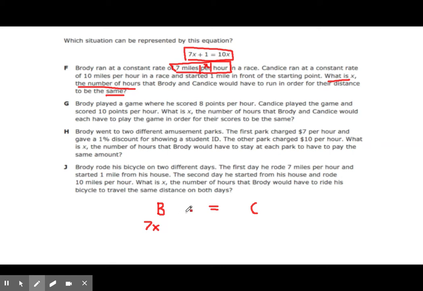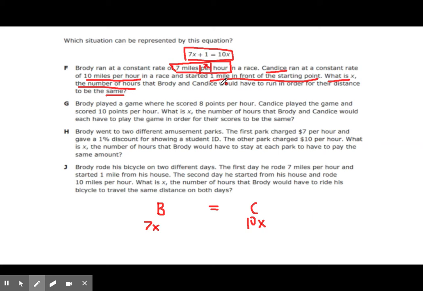Do we know anything else about Brody? Looks like that's it. So now let's move on to Candace. Candace ran at a constant rate of 10 miles per hour, so 10 miles times the number of hours. And she started 1 mile in front of the starting point. So we need to figure out whether we're adding or subtracting that 1 mile.